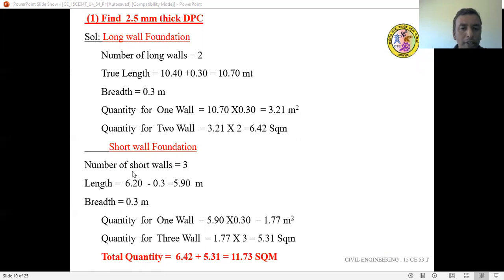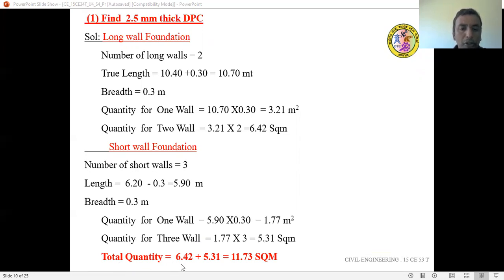Similarly, we have to calculate the quantity for the short wall. Number of short walls is equal to 3. True length of short wall is equal to center to center length of short wall minus 0.3. You will get 5.9 meter. The breadth is 0.3 meter, as given in the cross section. The quantity of one wall is equal to 5.9 into 0.3 is equal to 1.77 square meter. Quantity for 3 walls is equal to 5.31 square meter.